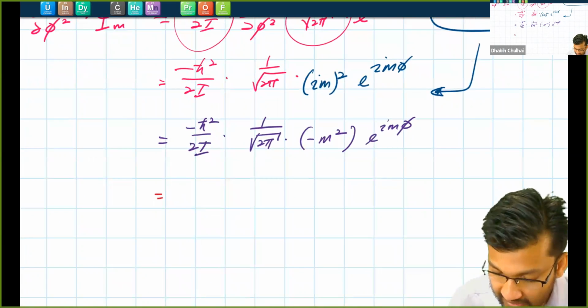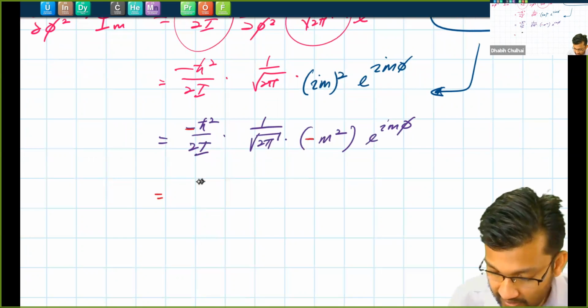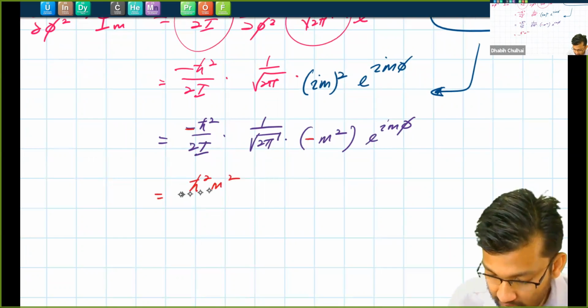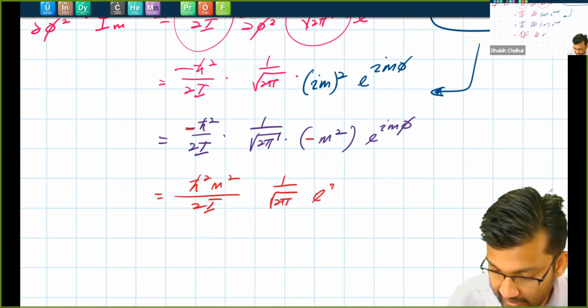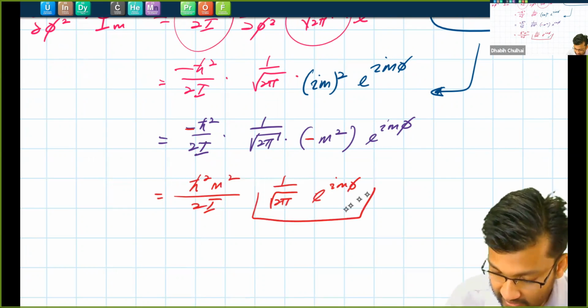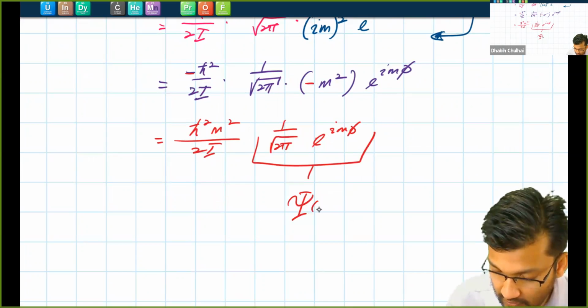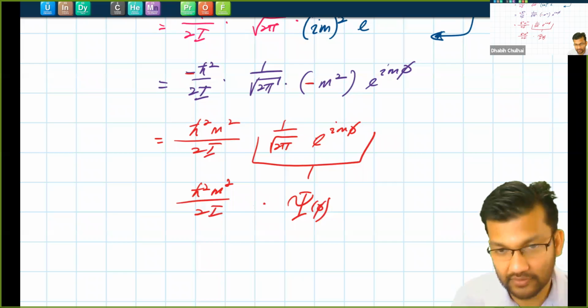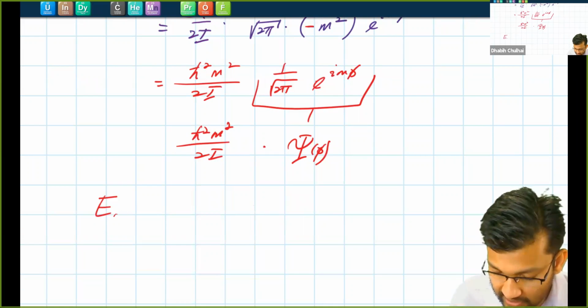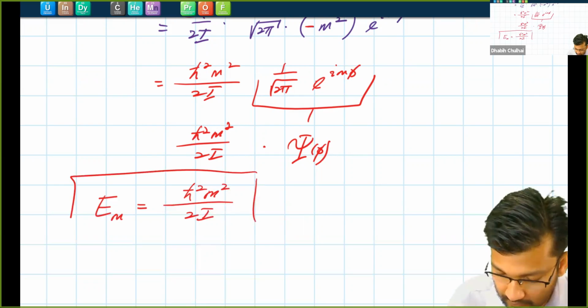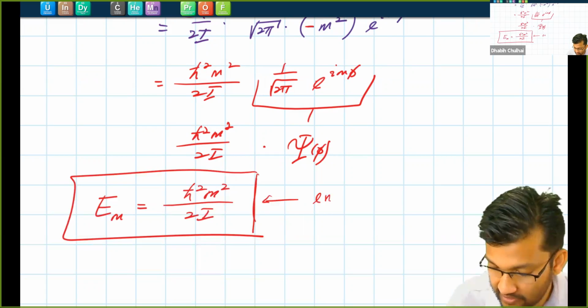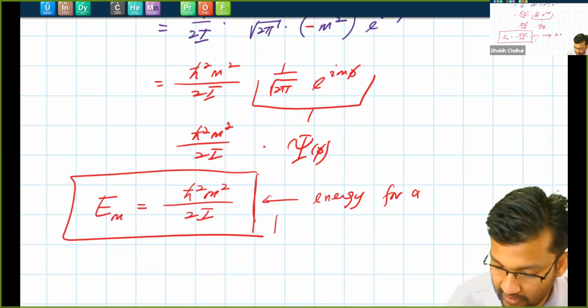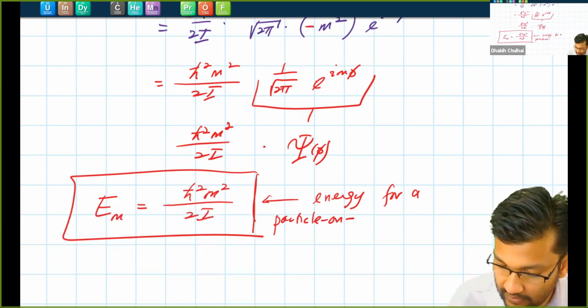All right, I'm going to simplify this. The negative sign here and the negative sign there go away. So we have h bar squared m squared over 2I, and then 1 over square root of 2 pi, e to the i m phi. But remember, this part here is just the wave function. So we have h bar squared m squared over 2I times the wave function. So this means that our energy is h bar squared m squared over 2I. So this is the energy for a particle on a ring.